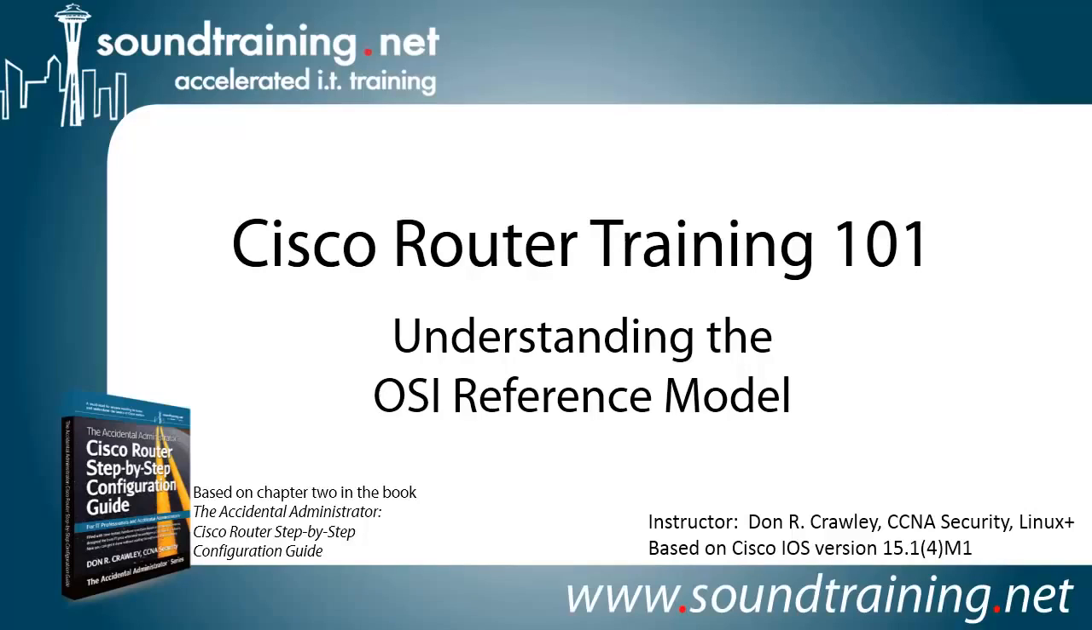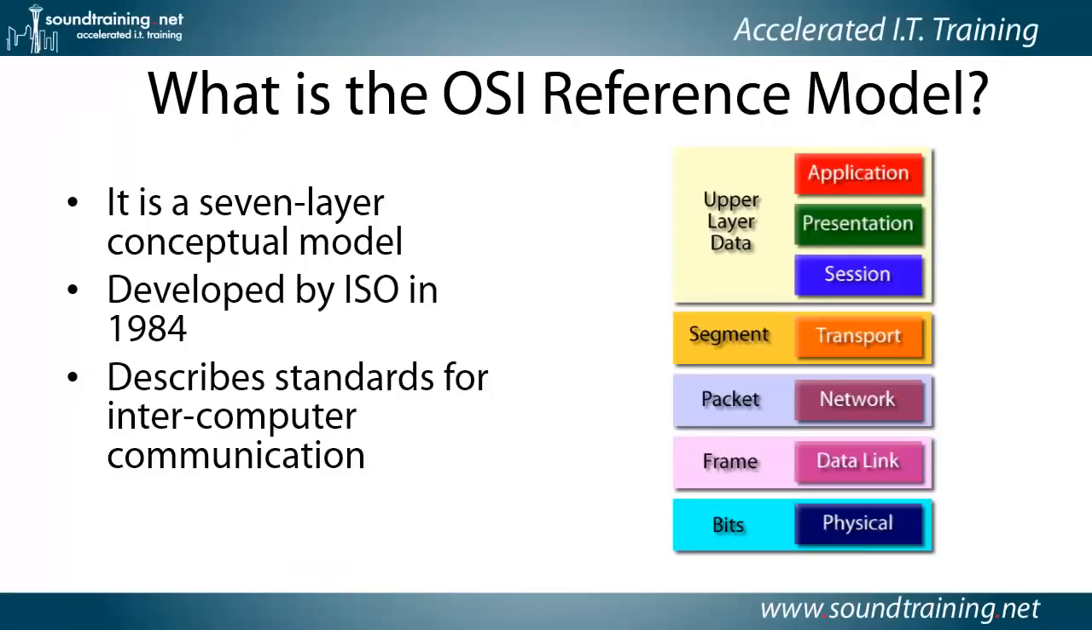This time we're doing Understanding the OSI Reference Model. It's based on Chapter 2 in my book, The Accidental Administrator, Cisco Router Step-by-Step Configuration Guide. Not required for the video, but if you'd like to follow along, it is available on Amazon and through other resellers. You can get it through our website bookstore at www.soundtraining.net/bookstore.